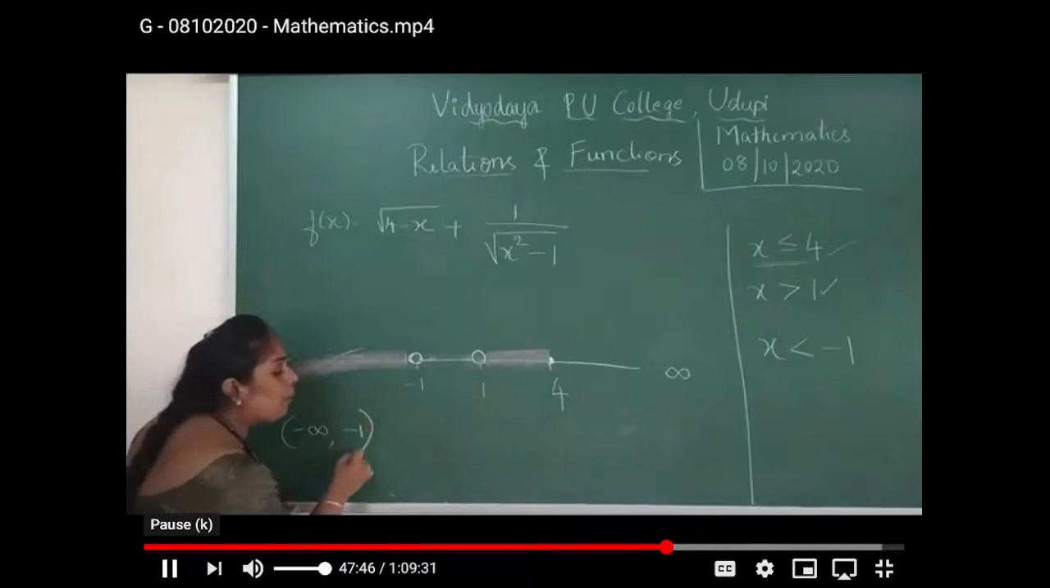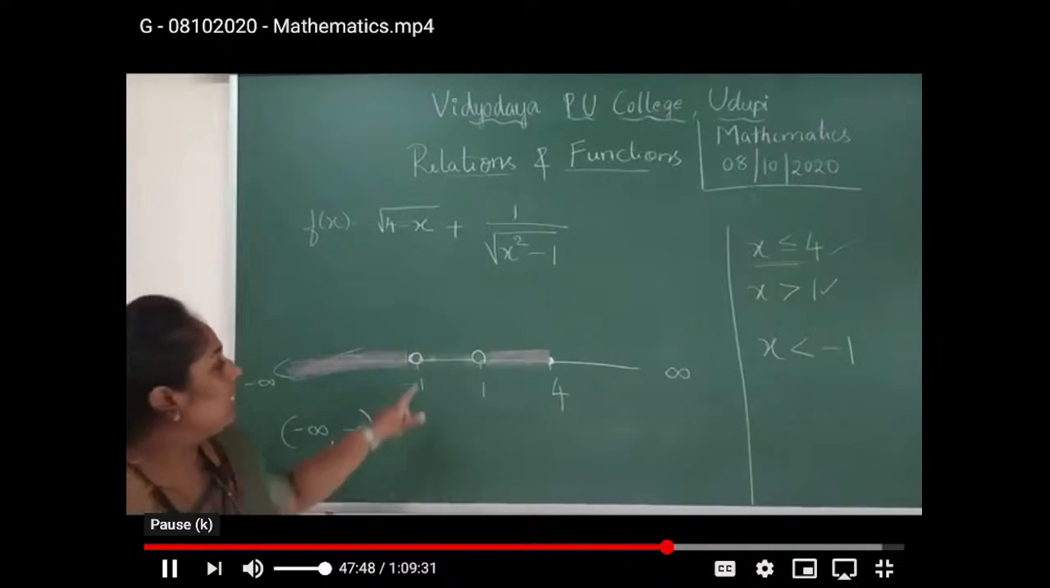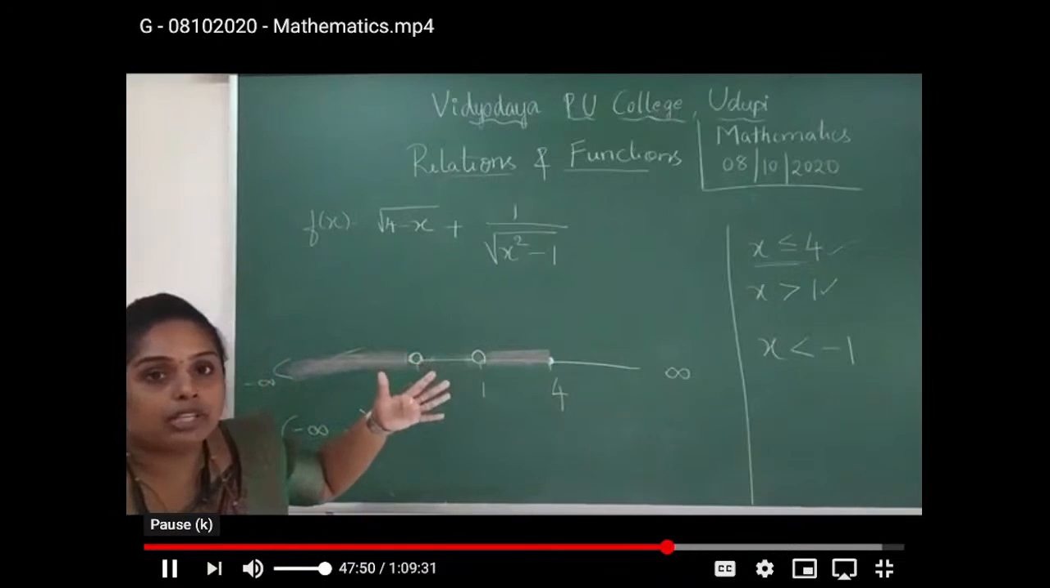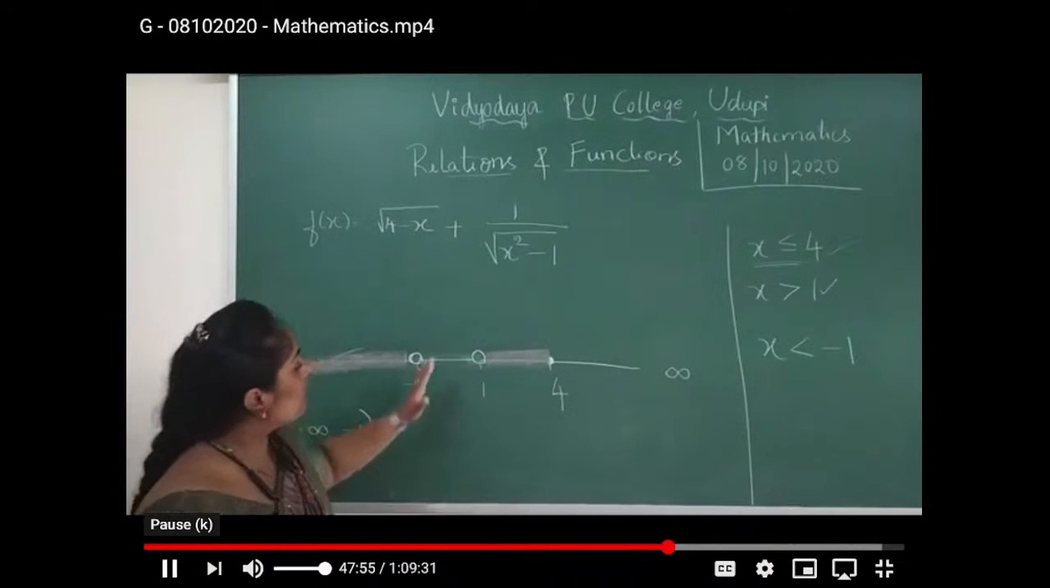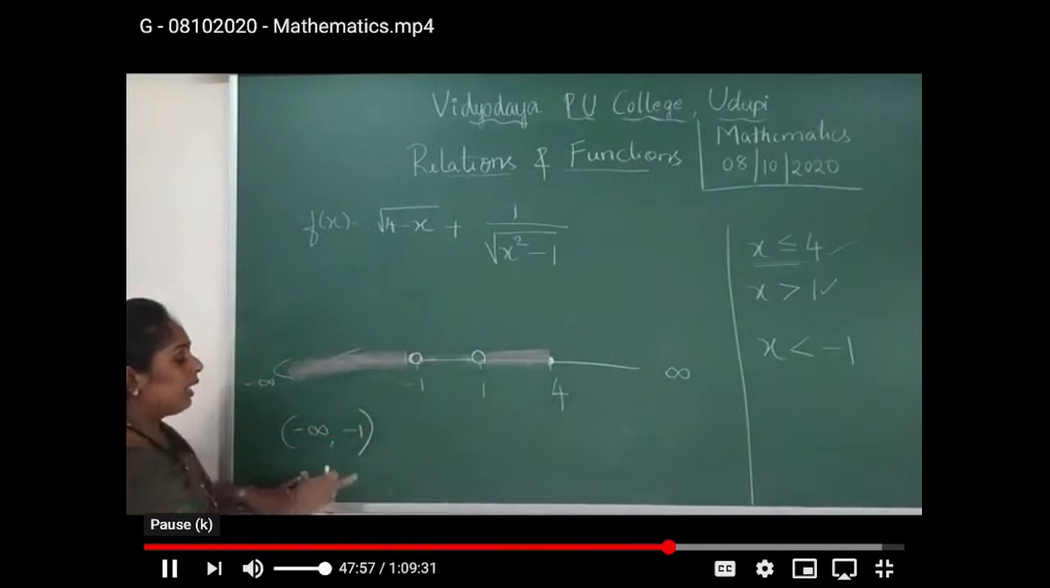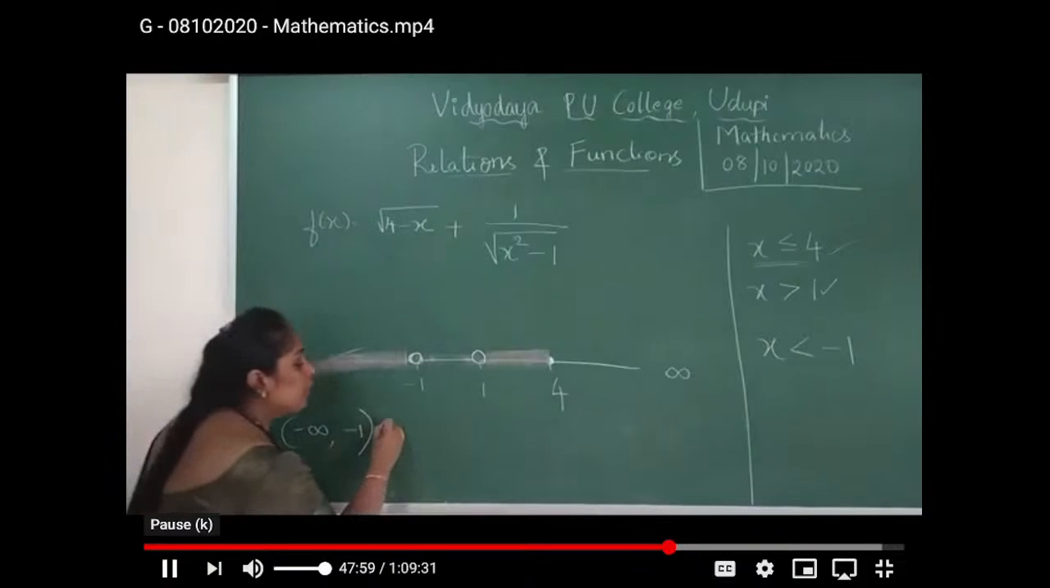So minus 1, open interval. Why open interval? Hollow dot. Minus 1 is not included. X is less than minus 1, not including minus 1 but less than minus 1. Okay, one part is done.